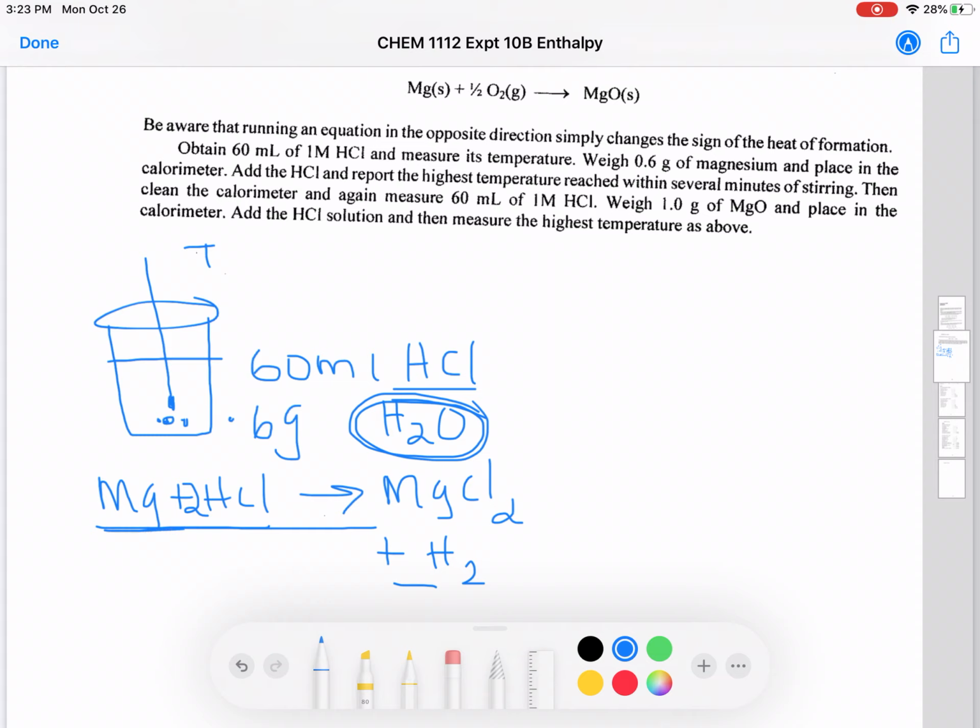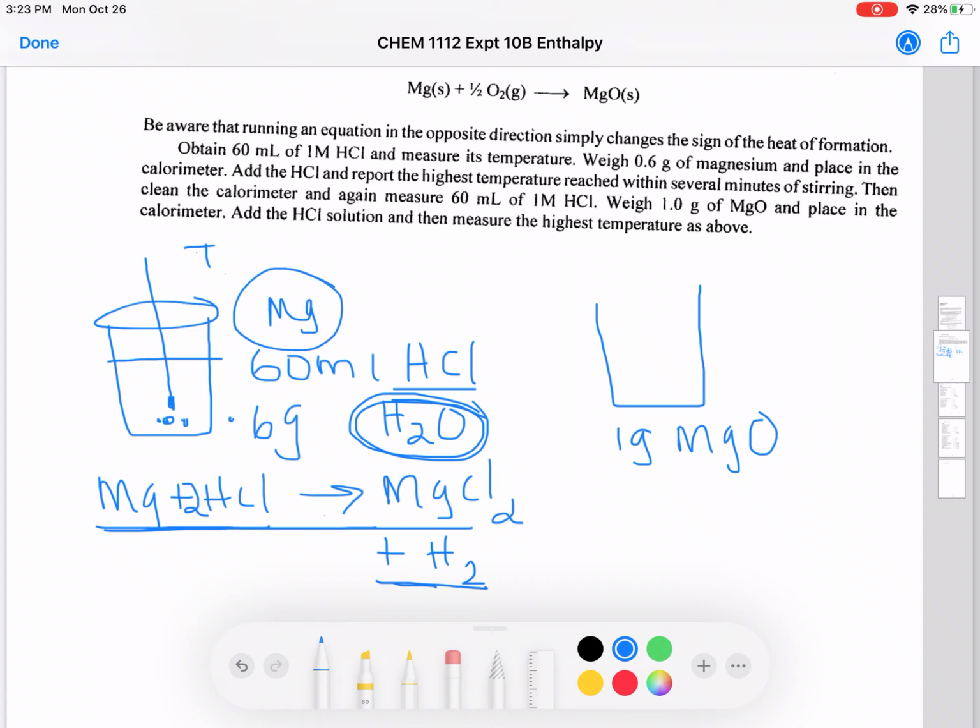But how does the water get that heat change? Due to this reaction. Also we're going to do another reaction where you take 1 gram of magnesium oxide this time. First it was magnesium, now you have magnesium oxide. You put in 1 gram, and then you also put 60 milliliters of hydrochloric acid. Put the lid on, stir it, and then you get the temperature.